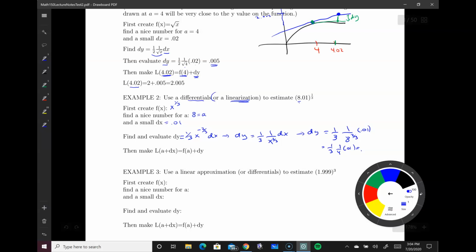This total gives me 0.00083, and the 3 is repeating. Okay, so now I'm going to fill in what I know here. L of 8 plus 0.01 will give me f of 8 plus my dy. So f of 8 means put 8 into my original function, which gives me 2, plus my dy, and that gives me 2.00083 as the answer.